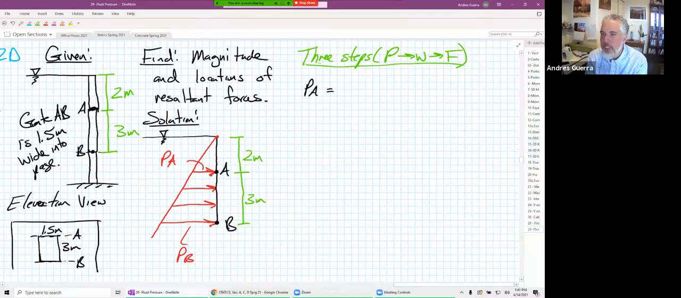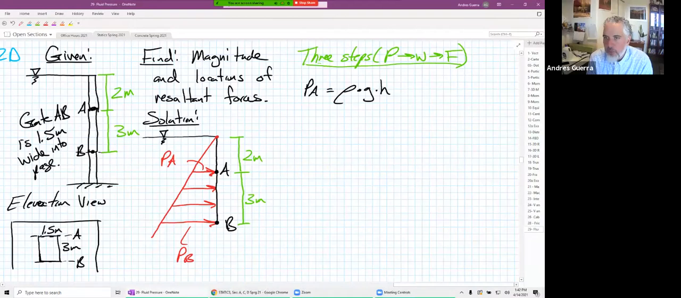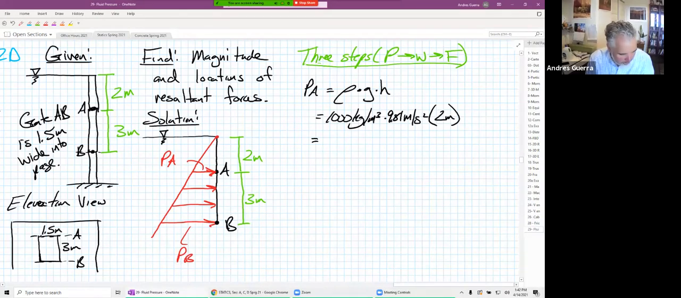I'm going to write it just a little different since we're in SI. Rho times g, which is gamma, times H. So same exact thing. We know that rho times g is the same thing as gamma. For SI units though, remember we start with 1,000 kilograms per cubic meter times 9.81 meters per second squared, and then times our height, which at A is 2 meters. When we plug this in here, we're going to end up with 19.62, and I'm going to convert it into kilonewtons per square meter.